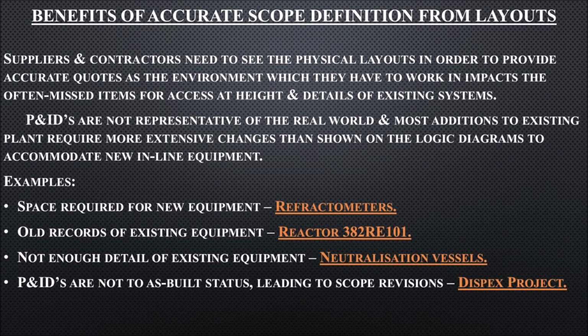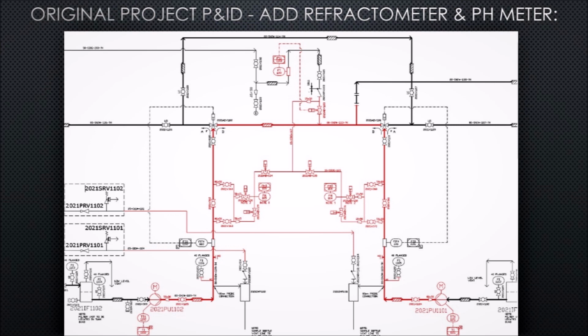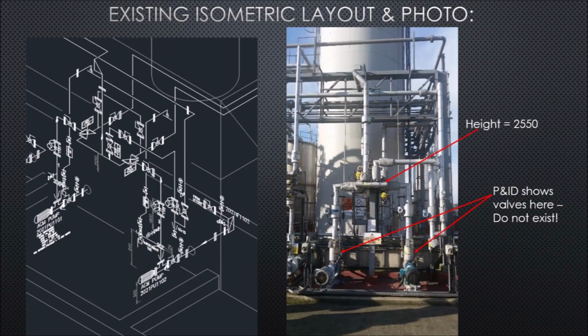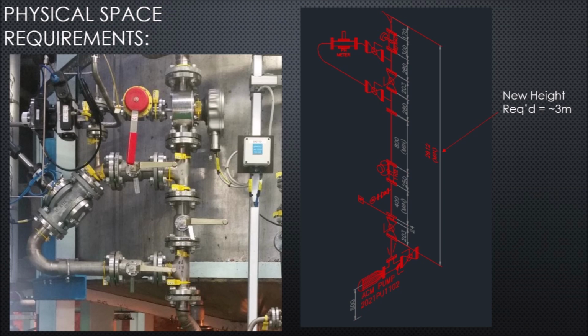Space required for new equipment, refractometers. The logic of the P&ID makes the work required seem like a simple addition to the existing system. However, the survey identified P&ID errors and found the height to be just over 2.5 meters. The physical space requirements for the new equipment is a minimum height of 3 meters. The physical realities resulted in much more work required than shown on the P&ID.